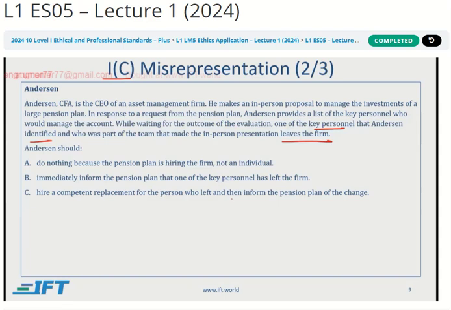So here, need to keep in mind that the key team or the key personnel is very important to the client. If Anderson does not tell the client that this key person has left, then that is misrepresentation by omission. Therefore, the most appropriate course of action is that Anderson should immediately inform the pension plan that one of the key personnel has left the firm.